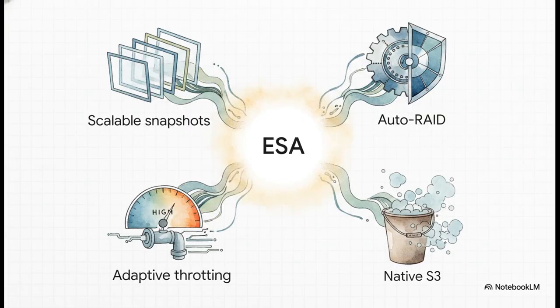Okay, so what does this massive architectural upgrade actually win us? First off, it enables incredibly scalable metadata-based snapshots. Second, it introduces auto-RAID, which is amazing because it automatically figures out the absolute optimal resilience level based purely on the current size of your cluster. Third, it builds adaptive throttling deep into every single level of the storage stack. And finally, ESA even introduces a technology preview for native S3-compatible object storage right there inside your cluster.